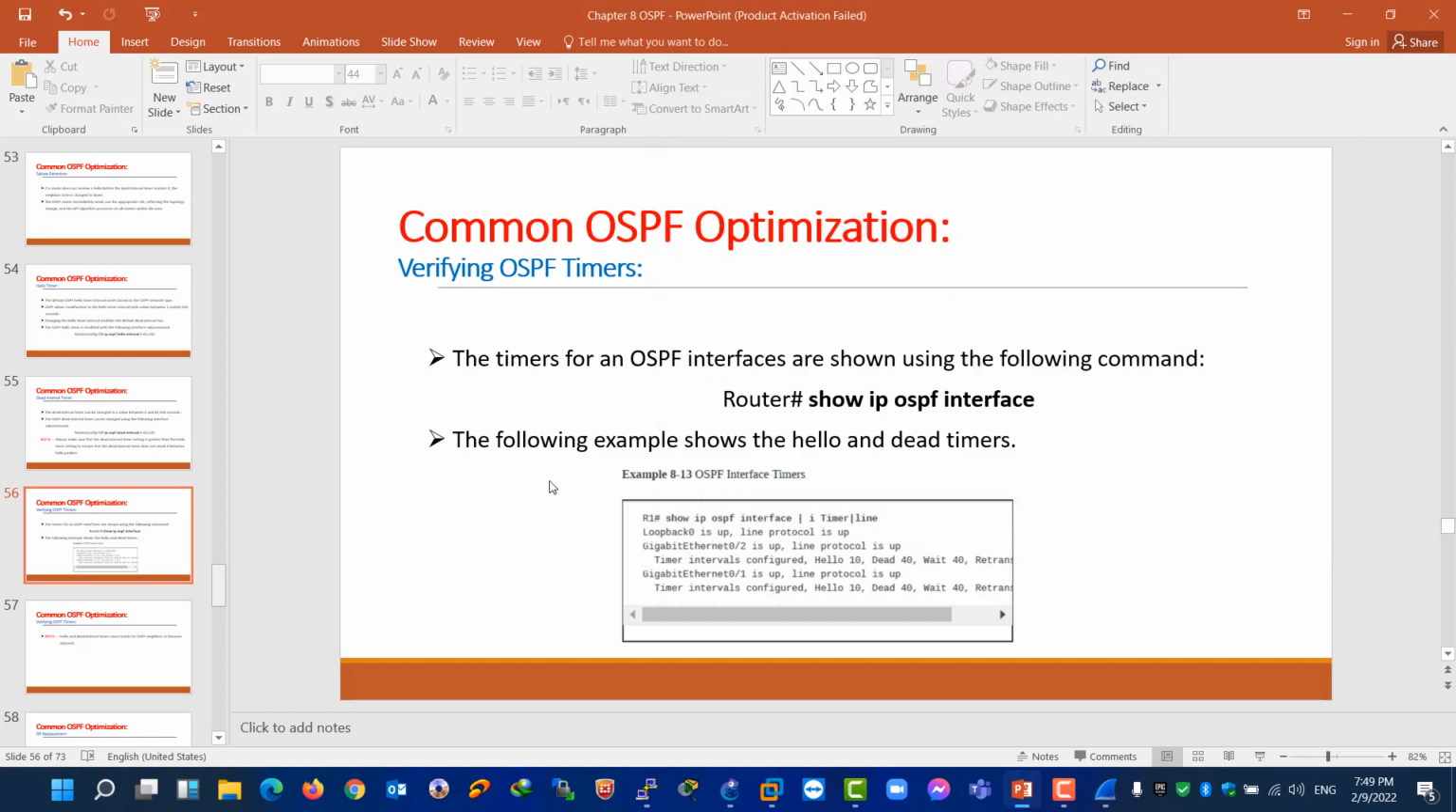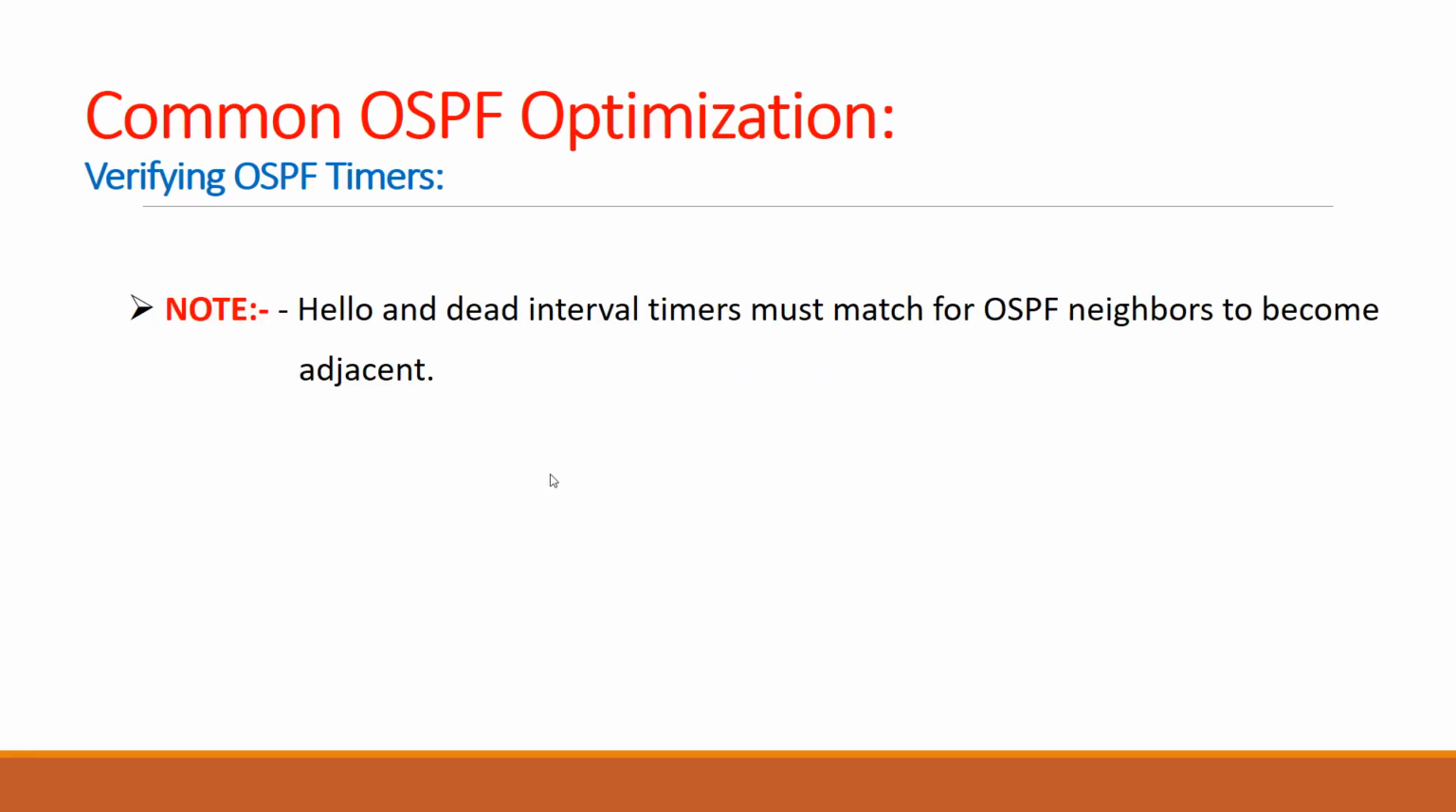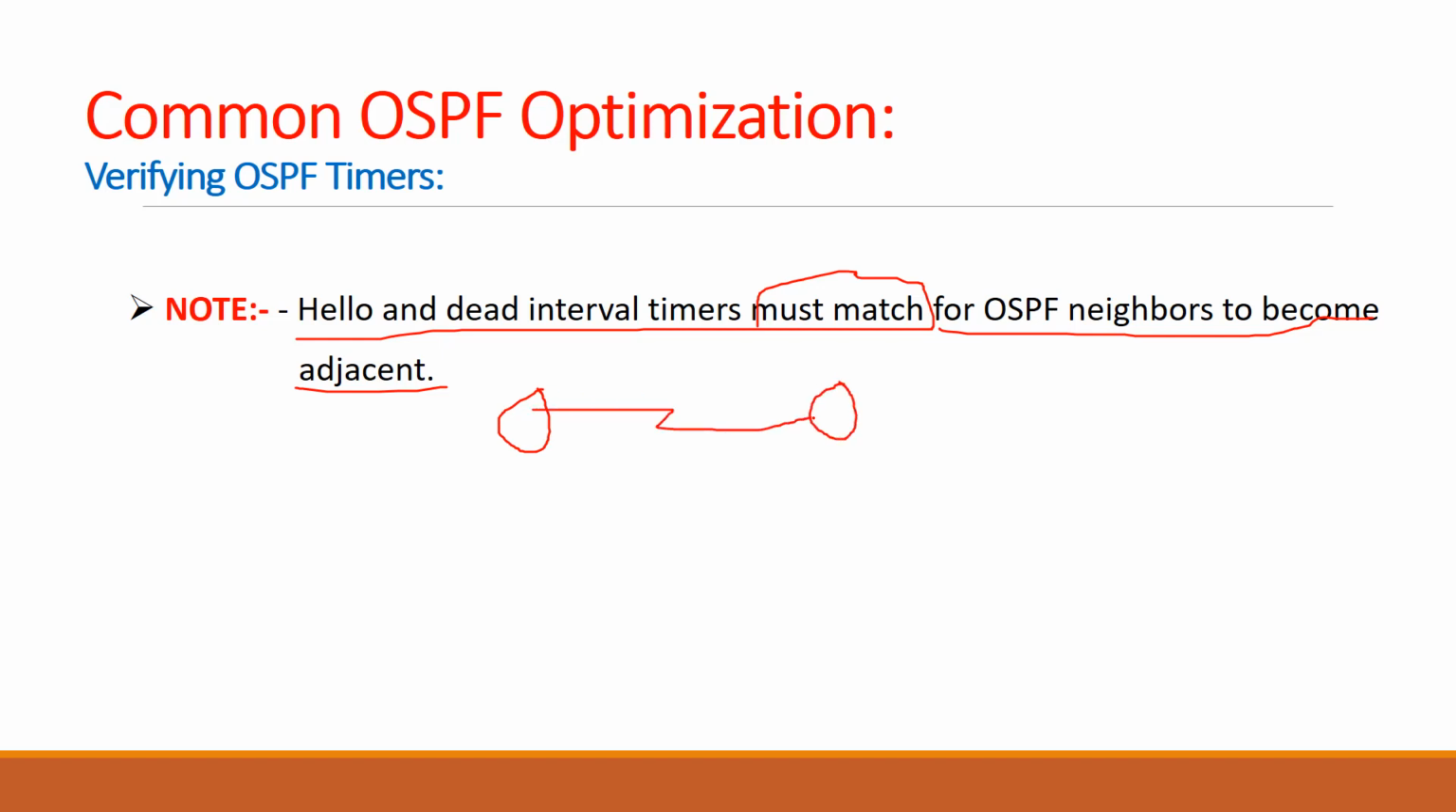Let's go back to our slides. There is a note here. Hello and dead interval timers must match for OSPF neighbors to become adjacent. So if you have a router here and a router here and they are sharing the same network segment, the hello timer here and dead interval timer must match the hello interval here and dead timer interval here to be neighbors or OSPF fully adjacent.